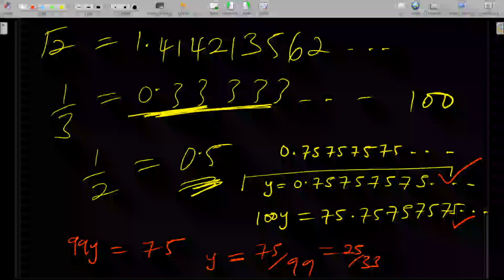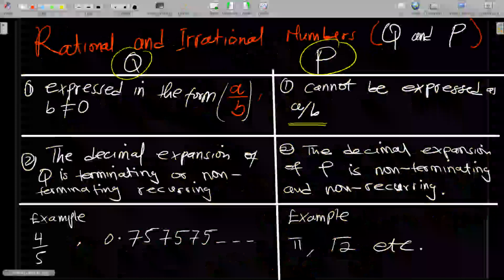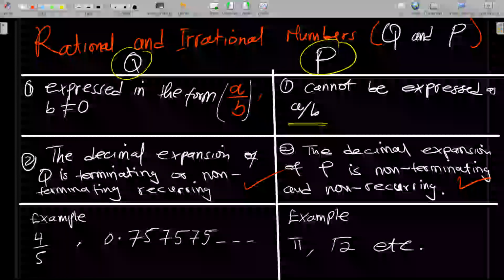If you convert this to a decimal fraction, you have 0.7575. So you can use this technique to convert recurring decimals to fractions. That's the second point for you. And I go to the last one, which says some examples.